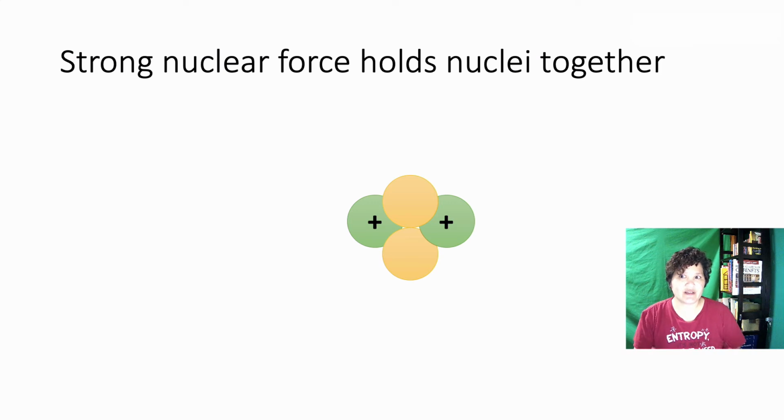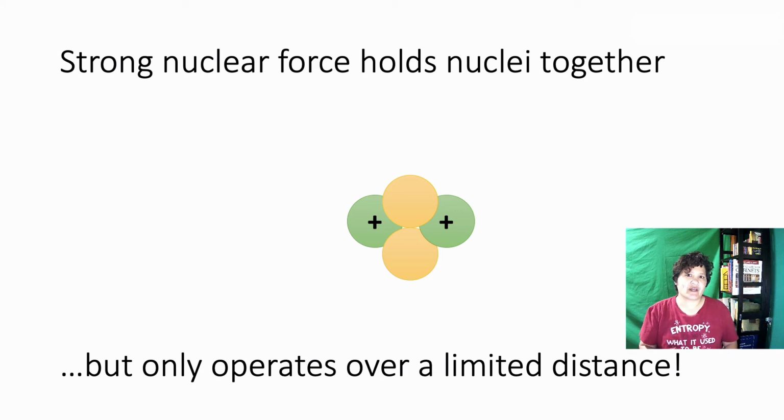But there is a drawback to the strong nuclear force. It's not infinitely powerful, despite the fact that it's the strong nuclear force. It only operates over a limited distance. So kind of like Coulomb's law, it falls off as the particles get further and further apart, but it decreases more rapidly with distance than the electromagnetic force does.